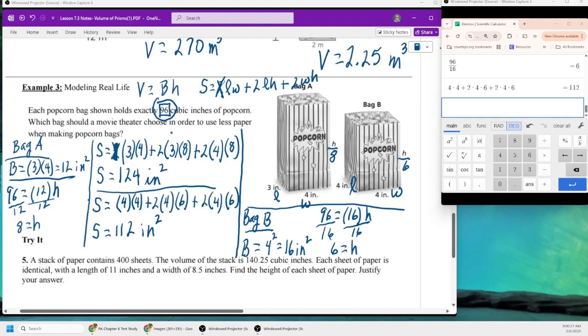Now their overall question is, which bag should the movie theater use in order to use less paper when making popcorn bags? So which is it, bag B or bag A? Bag B. They should use bag B.